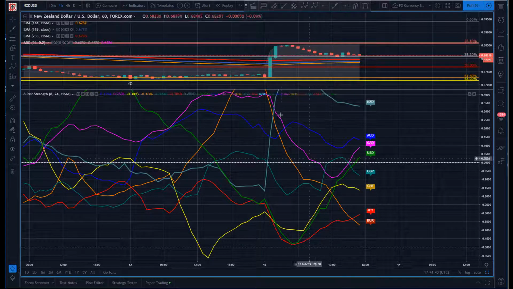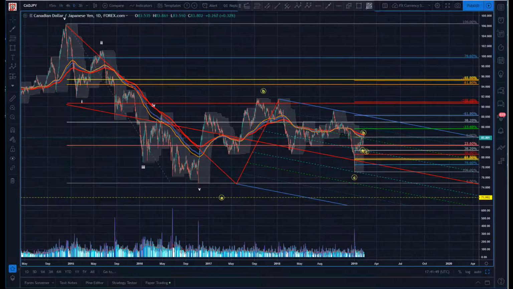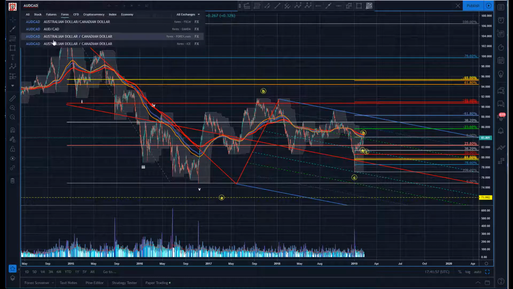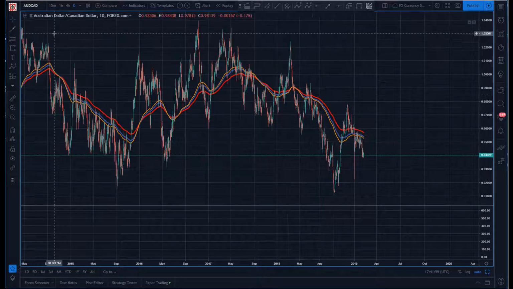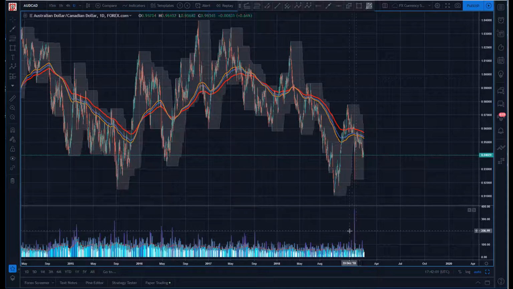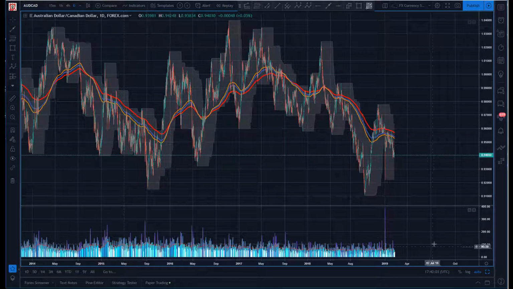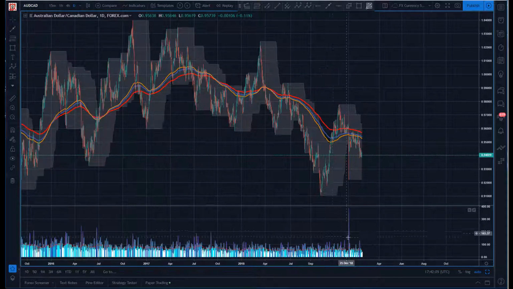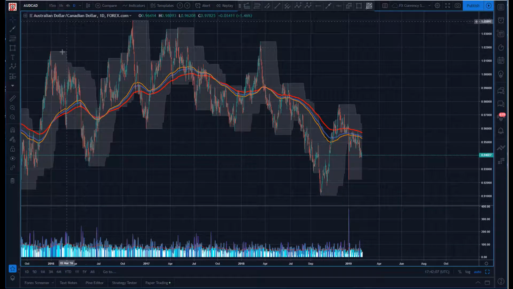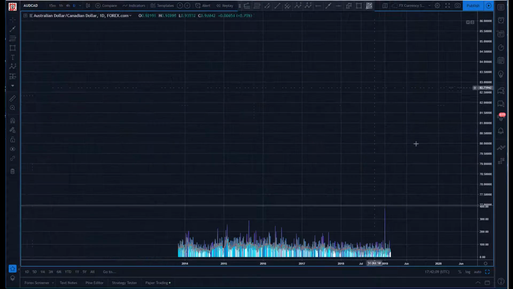It looks like here they're going the same direction. Now they're going the same direction. Now they look like they might be about to cross. Oh, so this CAD yen, I thought I had it. Let's just bring it up. Aussie CAD. Okay, so there's the spike in volatility, right? You can see that. Now it's died down. Okay, so let's scrunch this back.